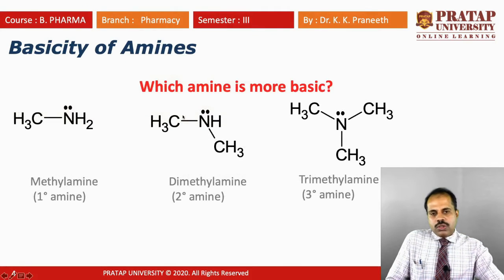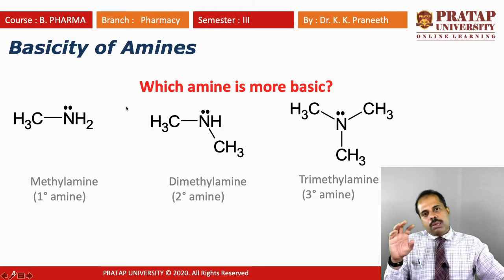Now let's look at these three amines I have shown here. Methylamine is a primary amine because it has an NH2 group. Dimethylamine is a secondary amine because it has only one hydrogen, and the other hydrogens are substituted by two CH3 groups. And finally the tertiary amine has no hydrogen. Which amine will be more basic? This question we can raise.